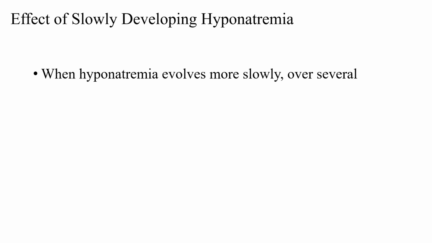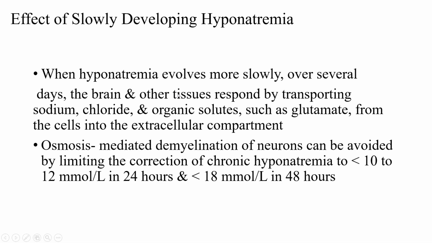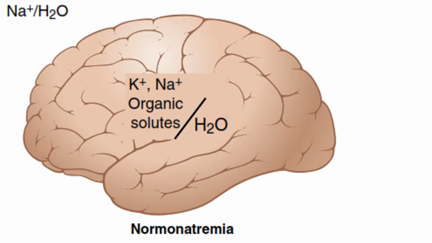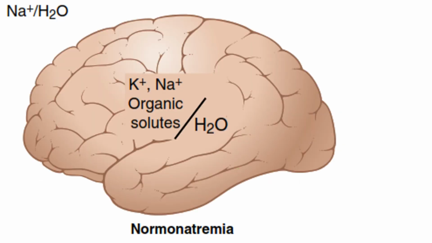Effect of slowly developing hyponatremia, what will happen? It will adapt. Over days, brain and tissue respond by transporting sodium, chloride, and organic solutes such as glutamate from the cell into the extracellular compartment, right? So how is it treated? Osmotic-mediated demyelination of neurons is avoided by limiting the correction of chronic hyponatremia to less than 10 to 12 millimoles per liter over 24 hours. We have to infuse slowly, right?